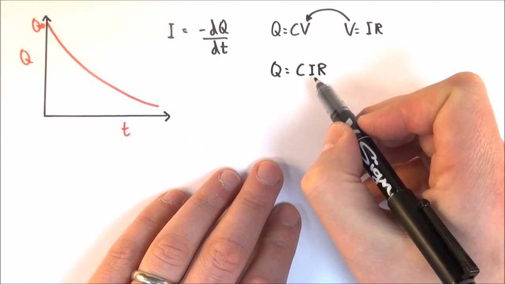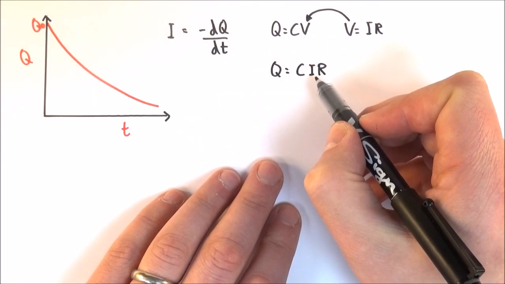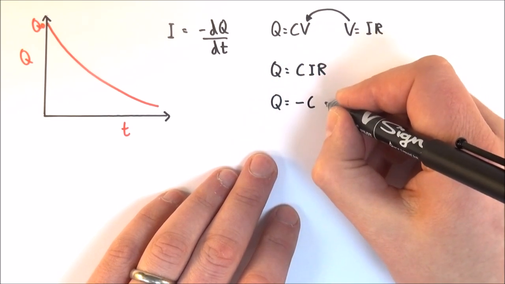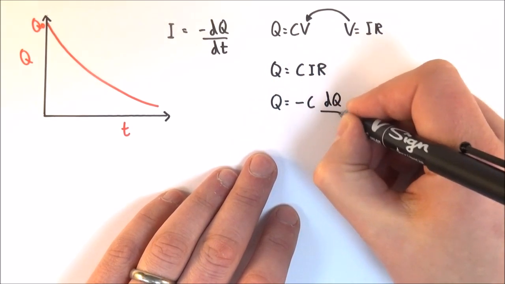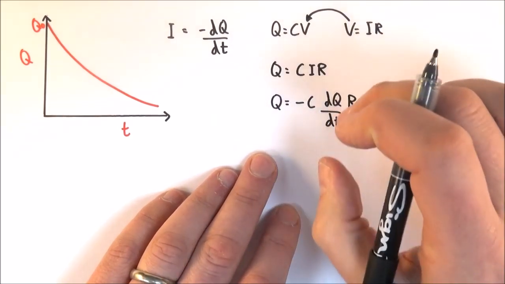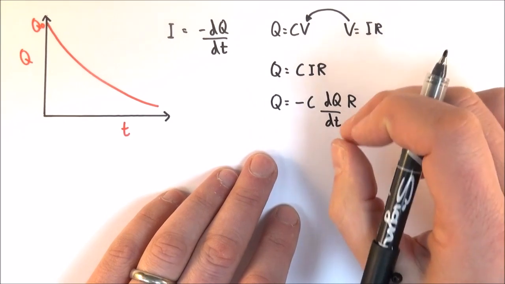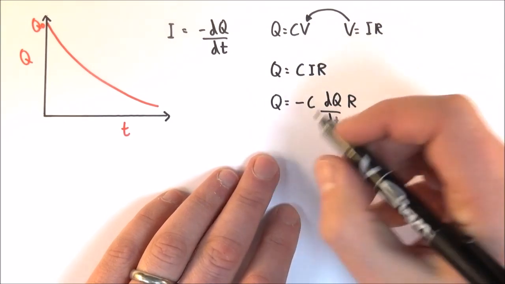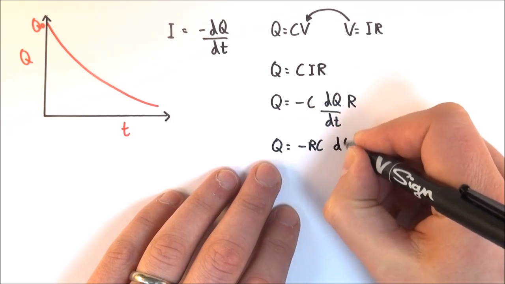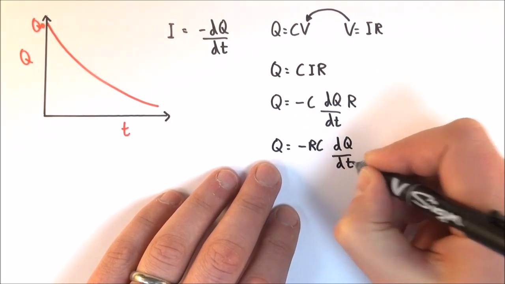The next thing I can do is replace this I term with this term up here, because we know that I is equal to minus dq by dt, and therefore we can say that Q is equal to minus C times dq by dt times R. It's looking a little bit messy at the moment, so I'm going to write this as Q is equal to minus RC dq by dt.